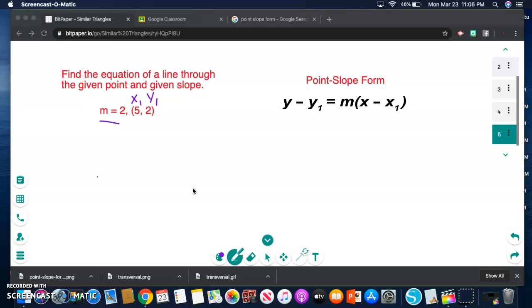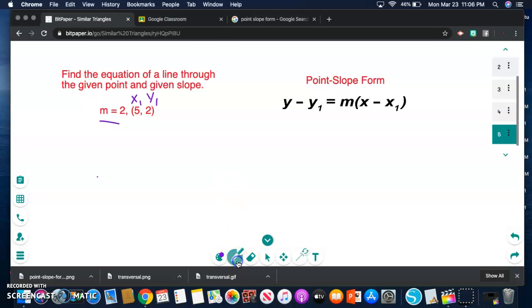So if you notice here, I've already set it up for you. m is equal to 2, and then you have x1, y1, which is 5, 2. So we're going to plug in this information, and it's going to get down to something that you should make a connection with. I'm not going to tell you yet. I'm just going to let us work it out so we can get down to it. So let's go ahead and fill in the given information.